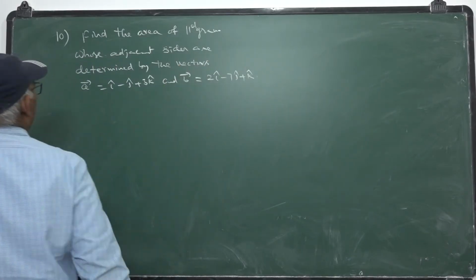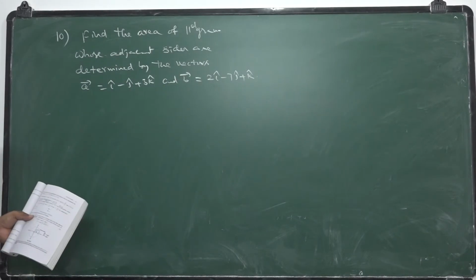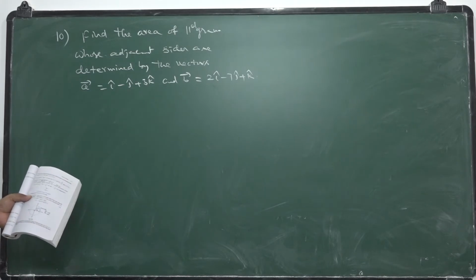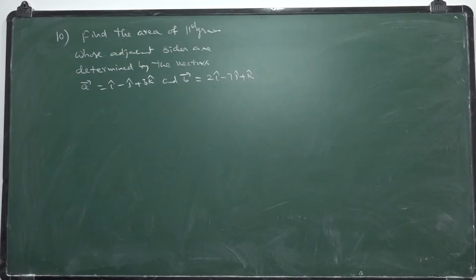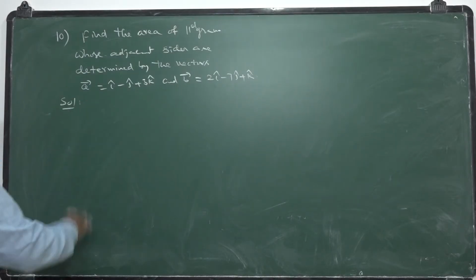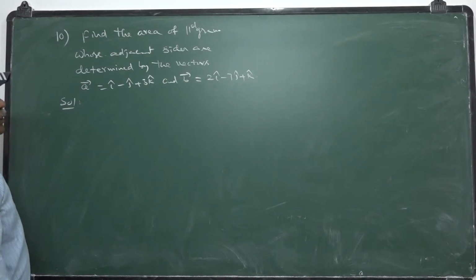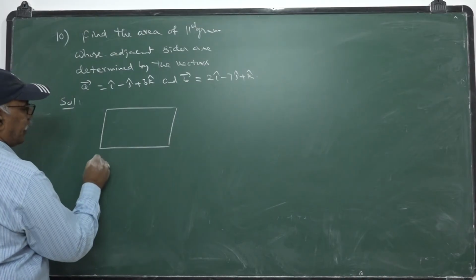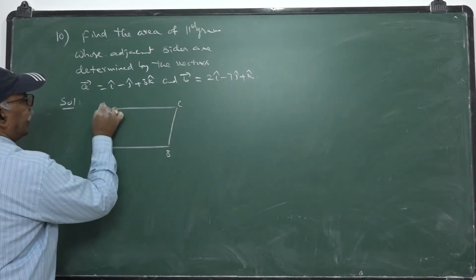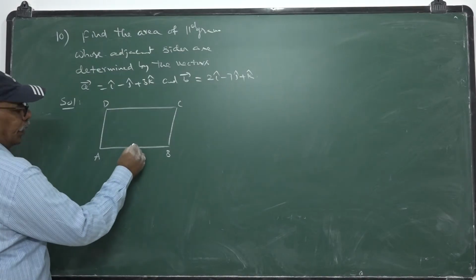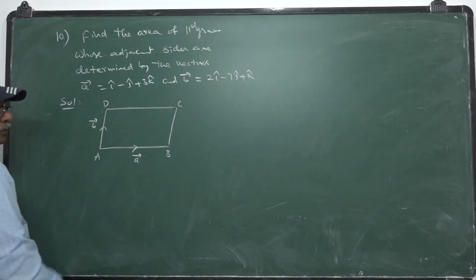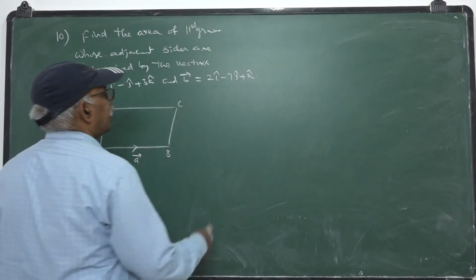Okay. Find the area of parallelogram whose adjacent sides are determined by the vectors a bar is i minus j plus 3k and b bar is 2i minus 7j plus k. The adjacent sides of the parallelogram are given here. With the help of adjacent sides of the parallelogram, we find the area. Let us suppose the adjacent sides are a bar and b bar here. Let AB bar equal to a bar.